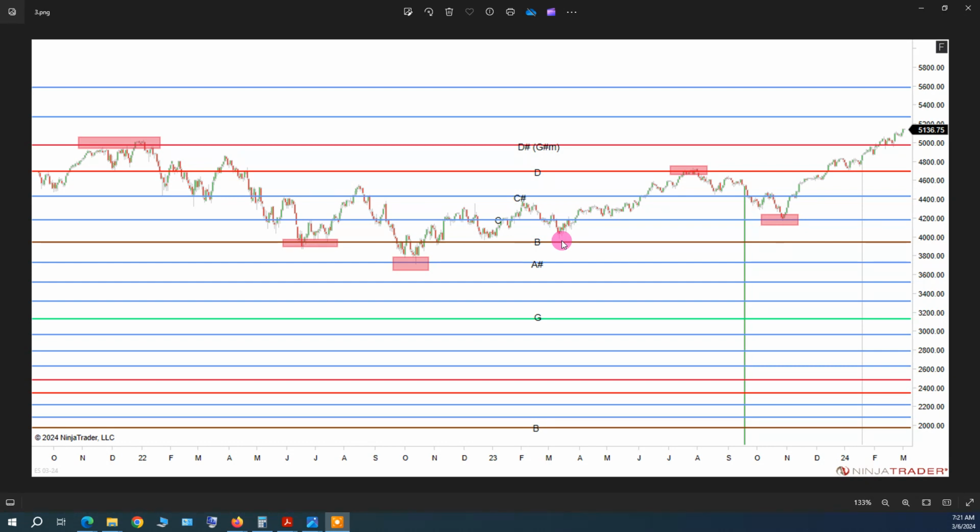The overall move up from the A sharp low was 4 intervals up to the D note, and then it made a 2 interval correction down to the C tone for another 50% reaction based in terms of intervals, not specifically price.